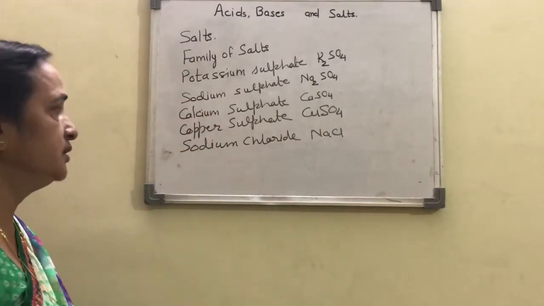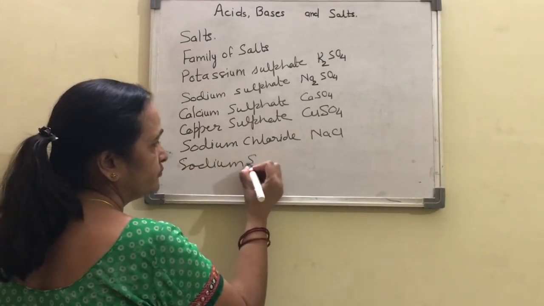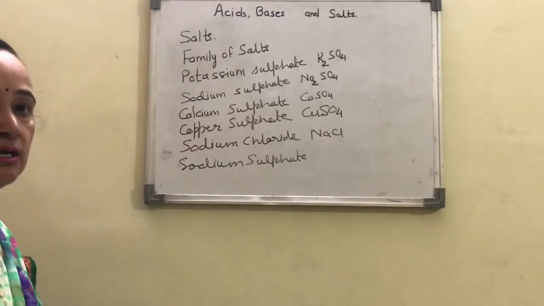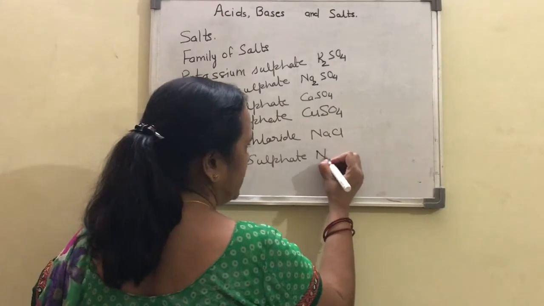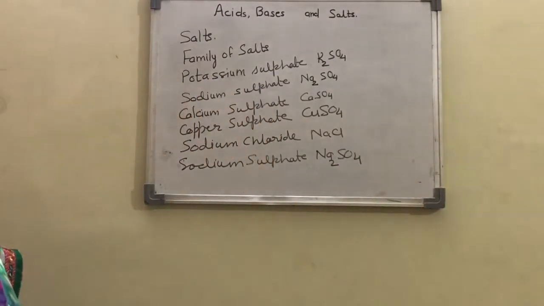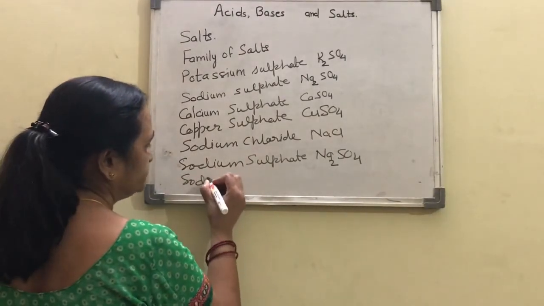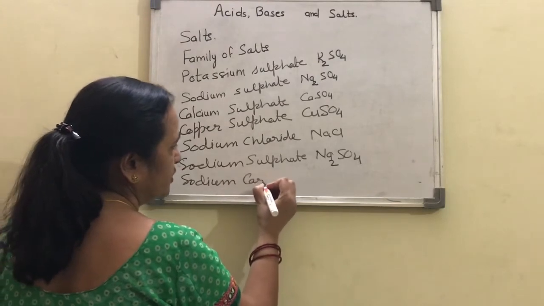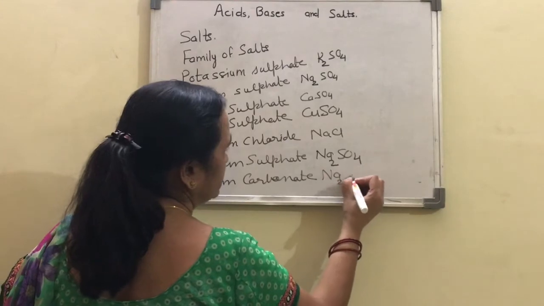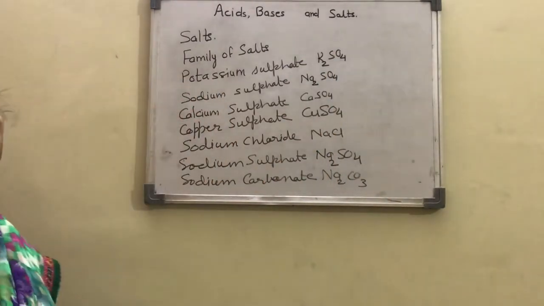Then take sodium sulfate. What is the formula for sodium sulfate? Everyone knows, that is Na2SO4. Then take any other salt, like sodium carbonate. So we can take number of salts. Okay, so that is Na2CO3. So all these salts are there.